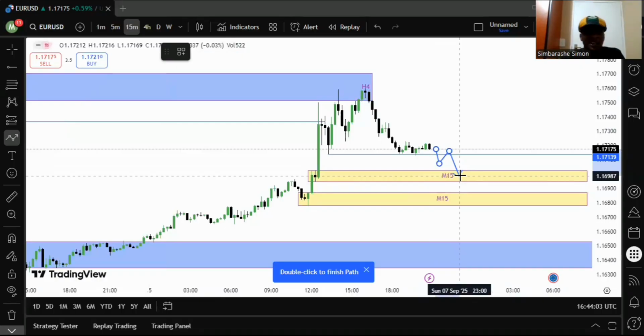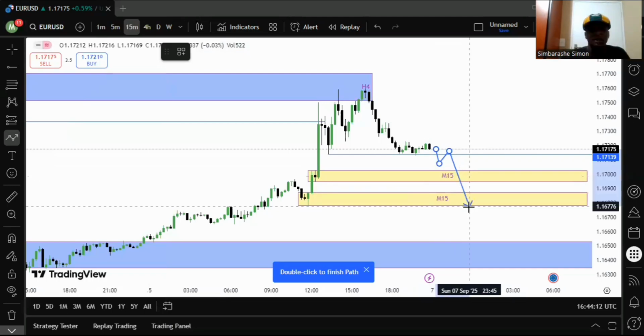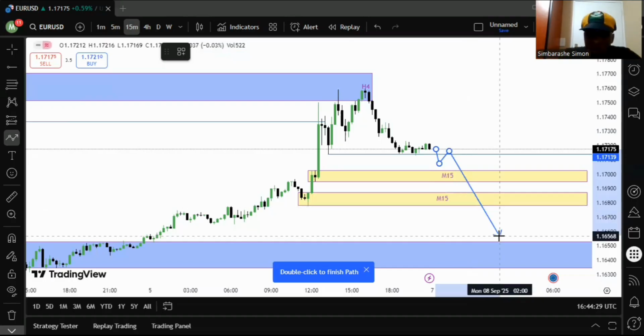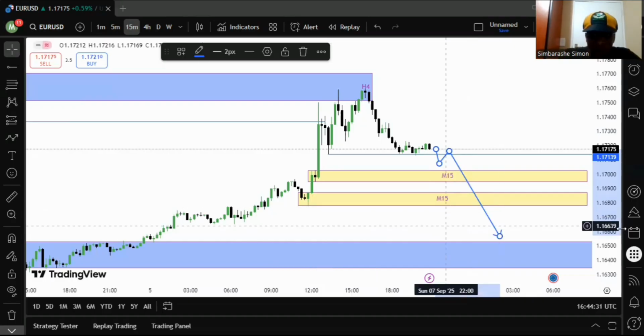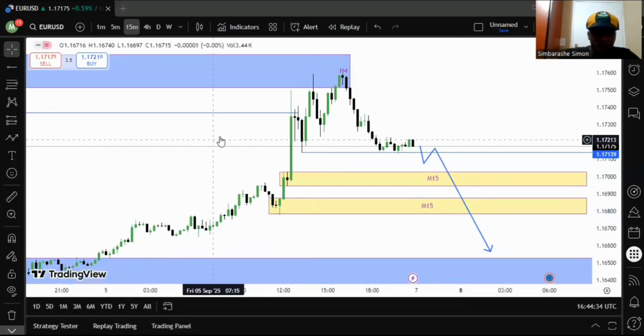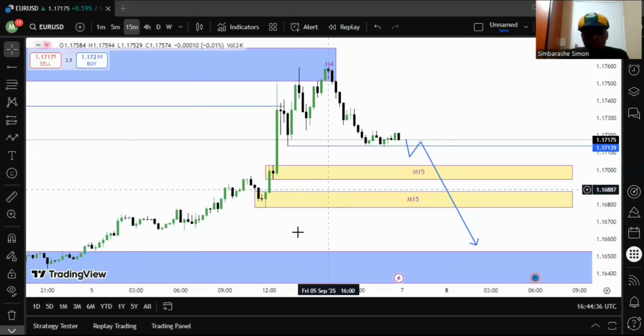And to sell, if it gives me a good confirmation, like a big change of character, then I can target this M15 zone. But then there's a trick that I want to share with you here, guys. If the market is on a boat train, right? If we take the 4 hour supply zone and make a change of character, we will target this 4 hour demand zone. You understand? That's where we target.